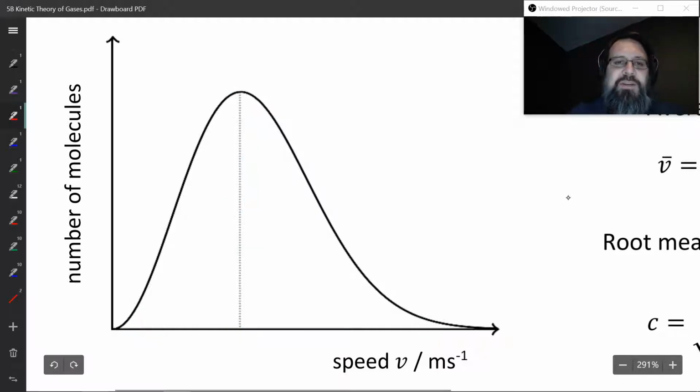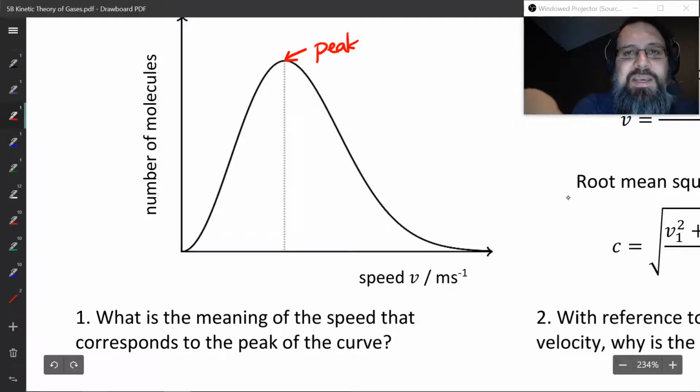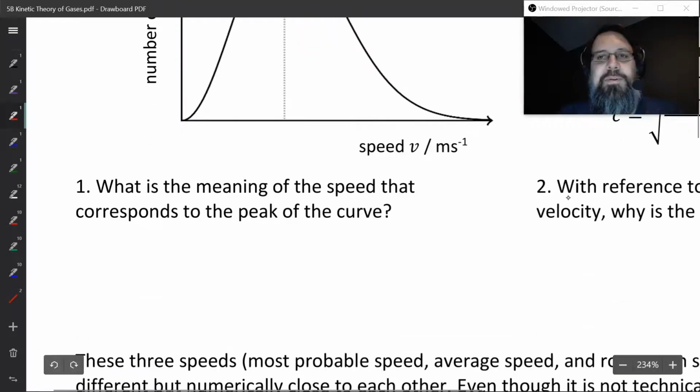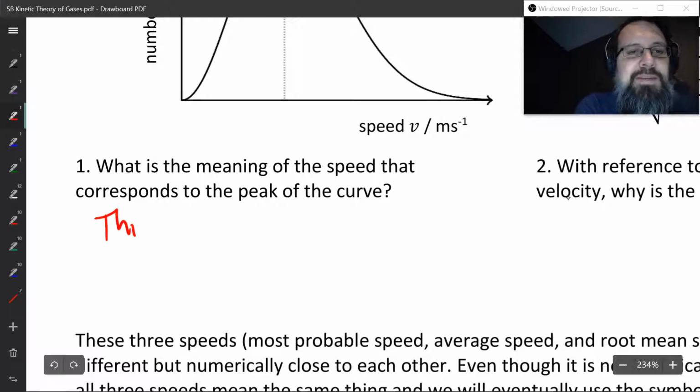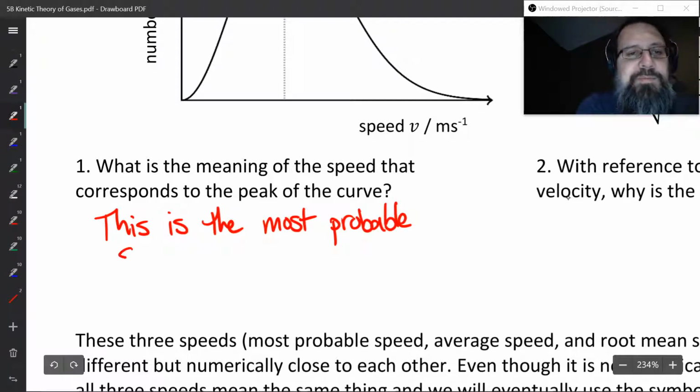All right, so my first question is, what is the meaning of the peak of this curve right here? This peak is the highest number of molecules. So we call this the most probable speed.